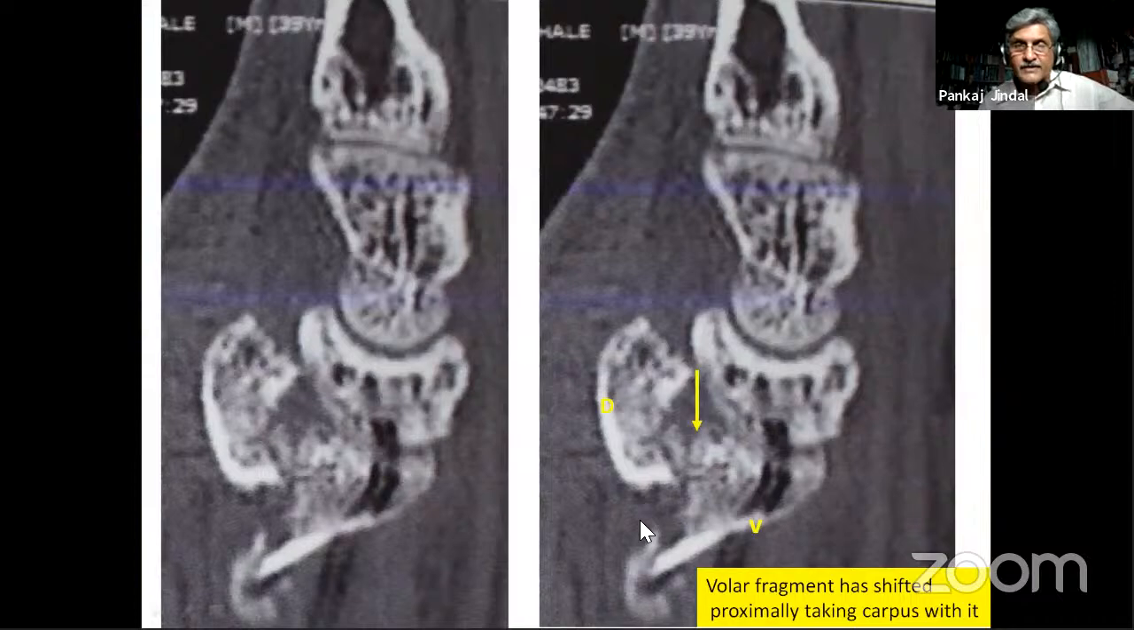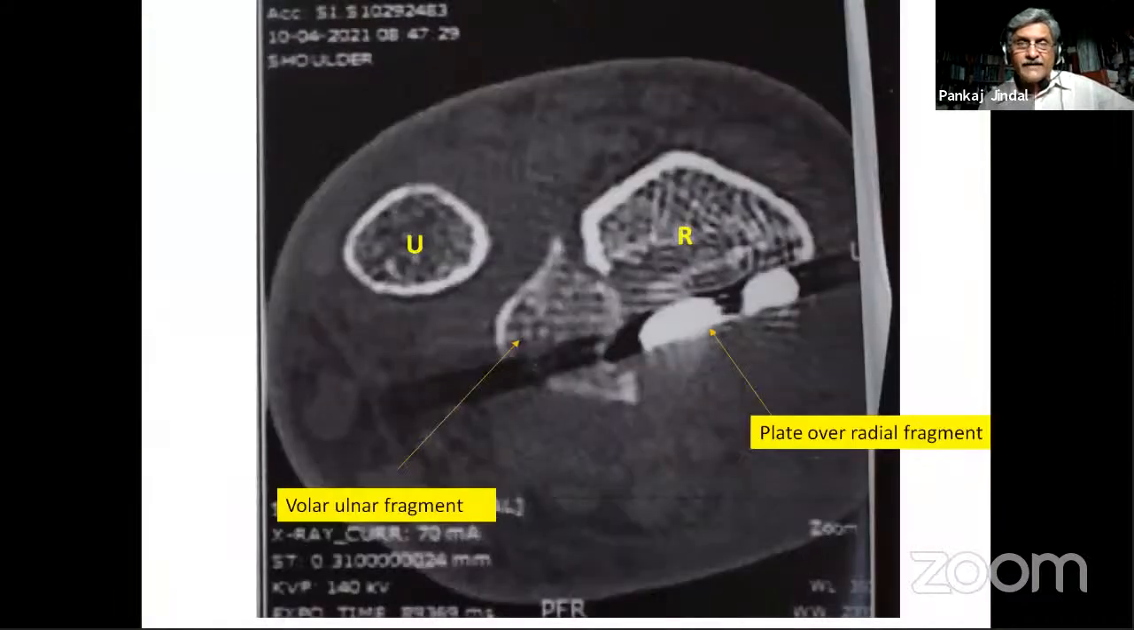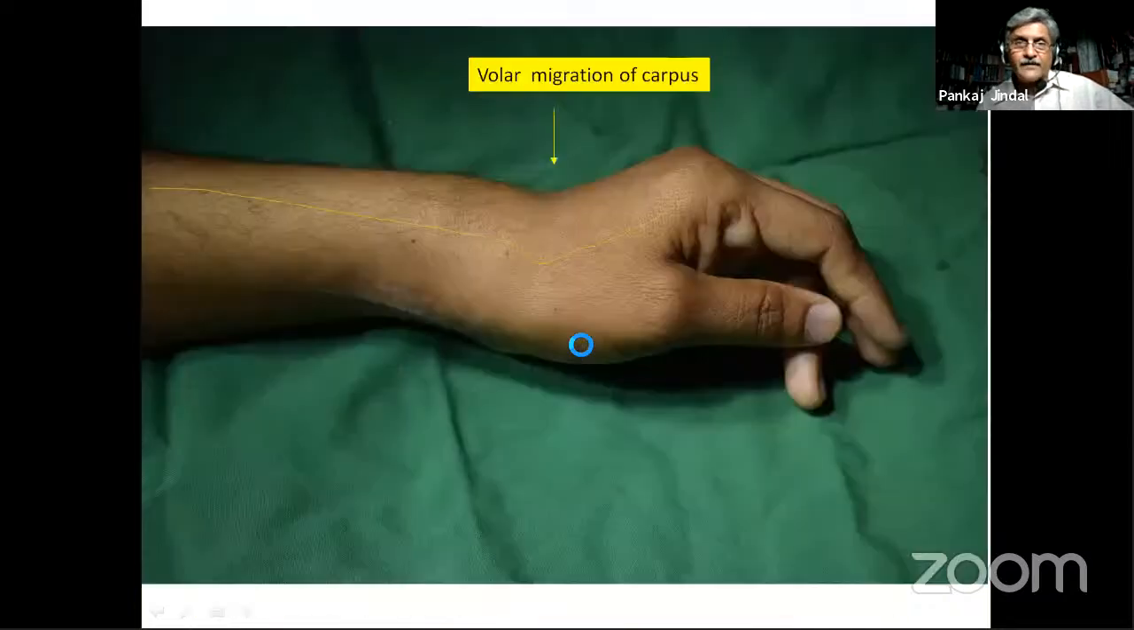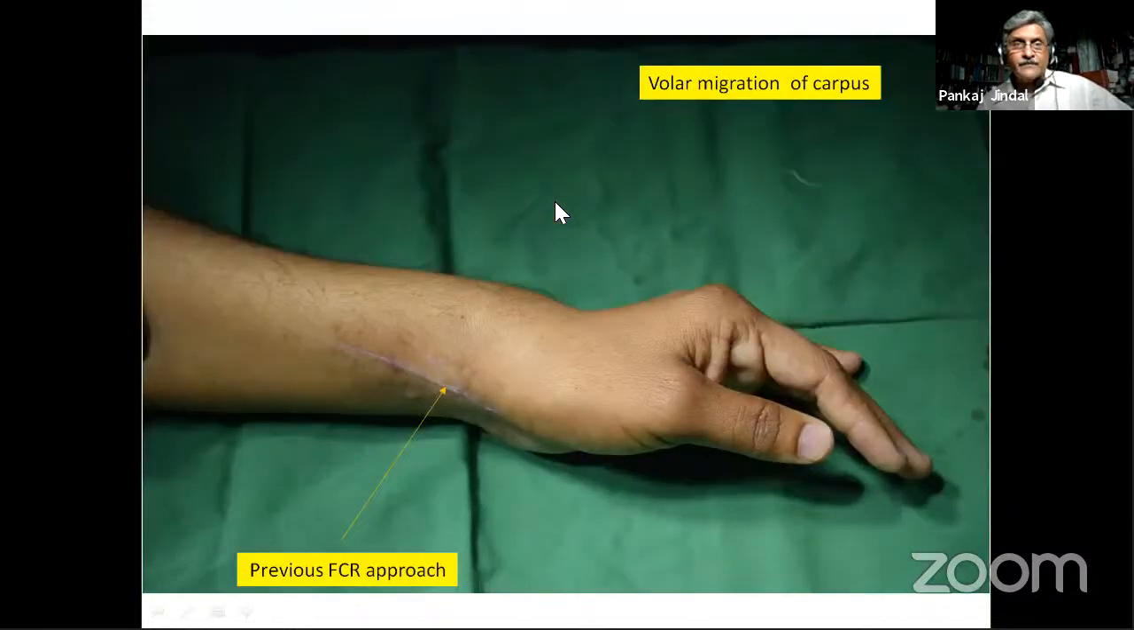We got a CT scan here, metacarpal, capitate, lunate, and the whole fragment has collapsed and telescoped here. And therefore, the idea was the plate is holding only the radial fragment and the ulnar fragment has no purchase here. And therefore, the idea was how we can redo this surgery and move this plate more ulnarward here. You see the whole corpus has also collapsed volarward here.